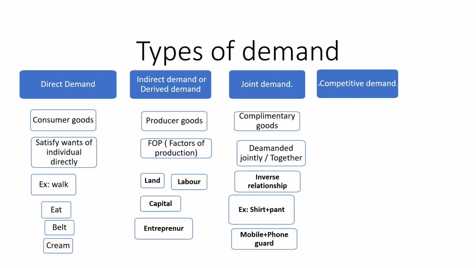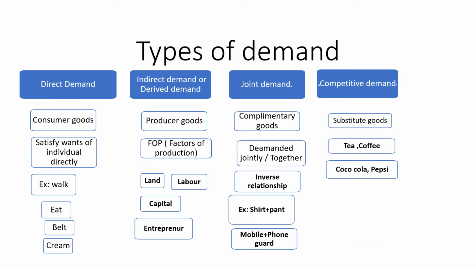The next one is competitive demand. Competitive demand we can also call substitute goods. I think you are all well aware of substitute goods. That is, if the tea price is high, I will buy coffee. If the coffee price is high, I will buy tea. The other example is also Coca-Cola and Pepsi.